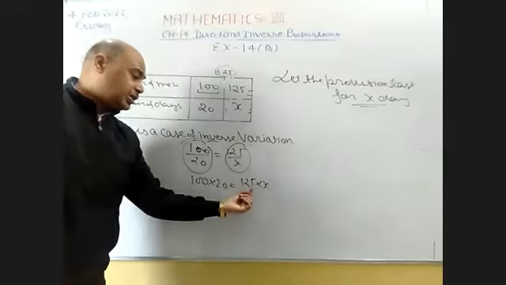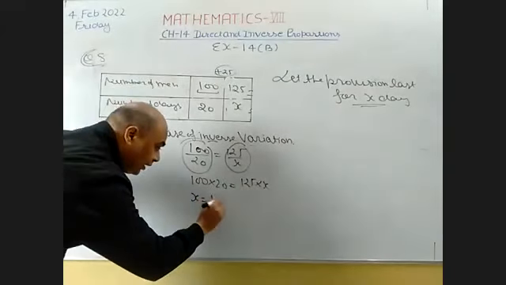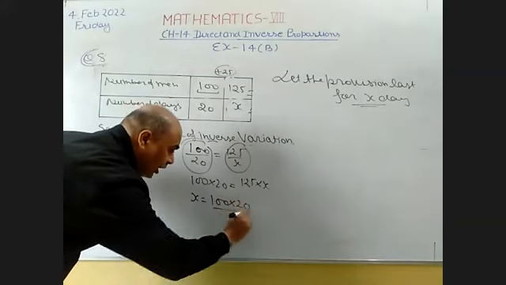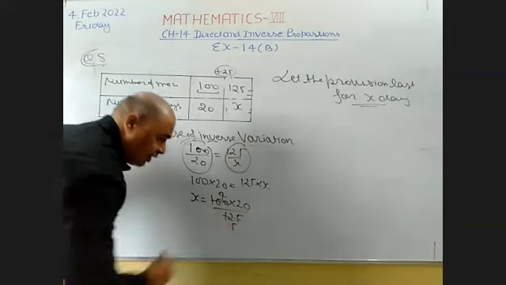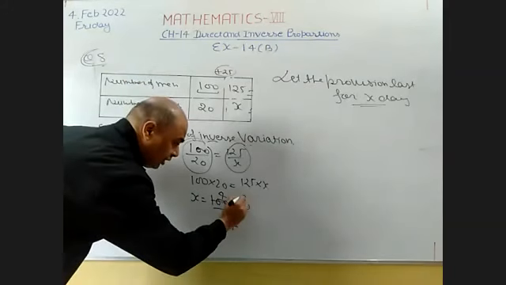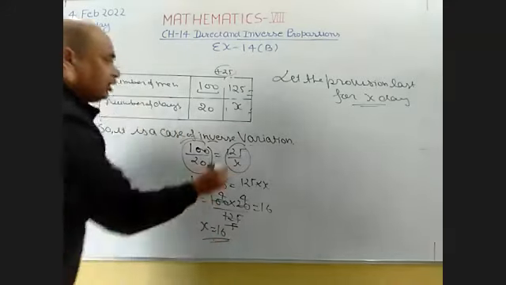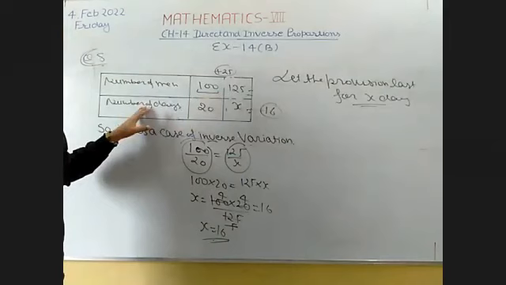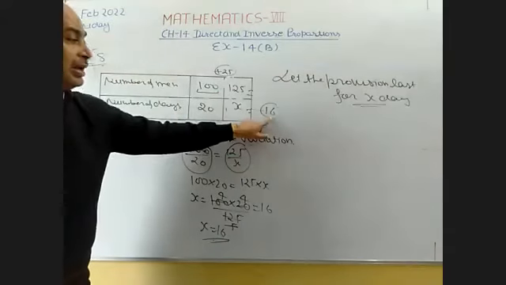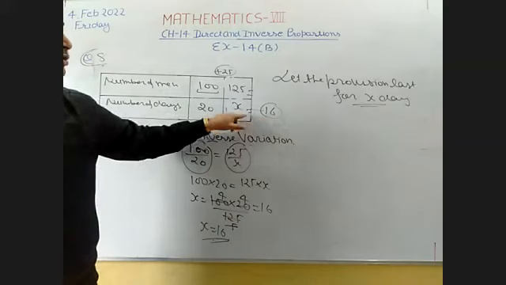For this I take this 125 from right to left. So x becomes 100 into 20 upon 125. Now 25 fours are 100, 25 fives are 125. 5 fours are 20, so 4 into 5 is 20. So the value of x becomes 16. It means when we increase the number of men, the number of days for the provision is going to be less, which is going to be 16 days. Okay, beta? The number of days is going to be 16.